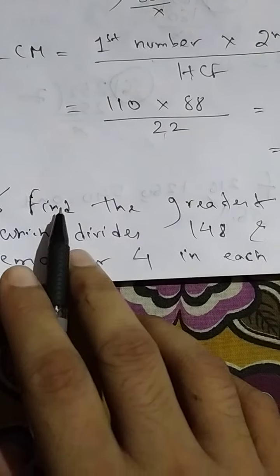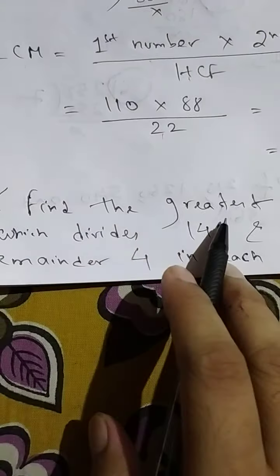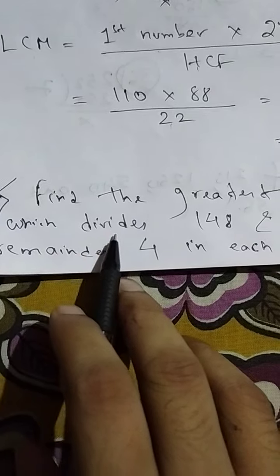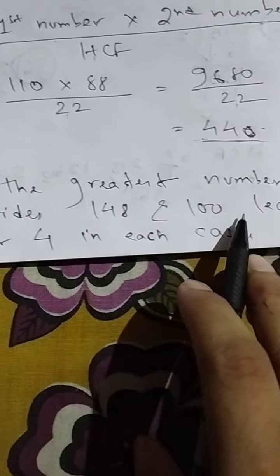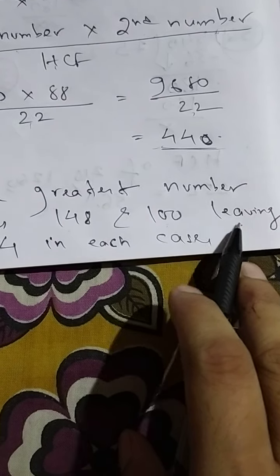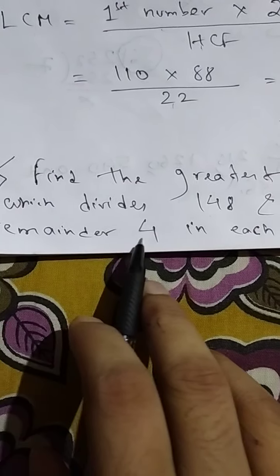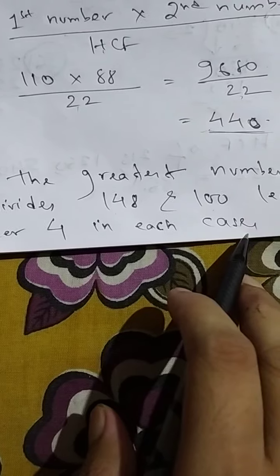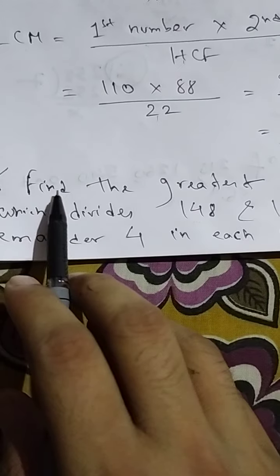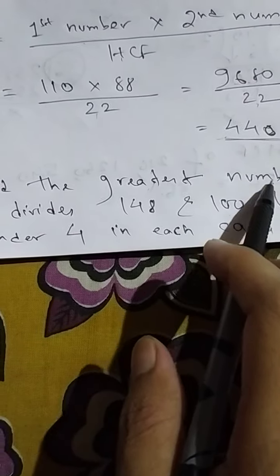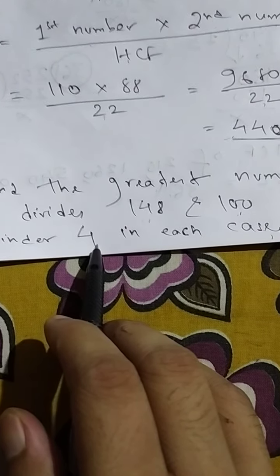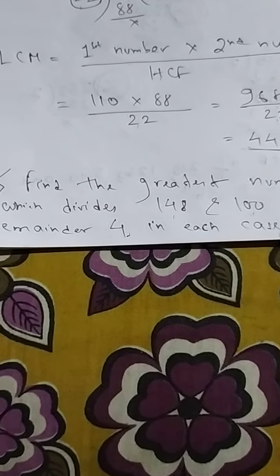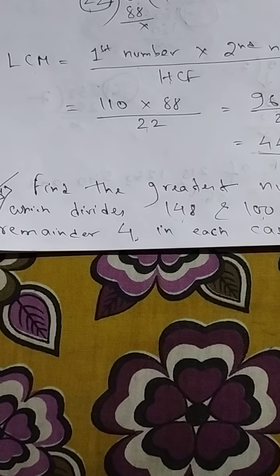Find the greatest number which divides 148 and 100, leaving remainder 4 in each case. So this type of sum we have already done. So what is the method?